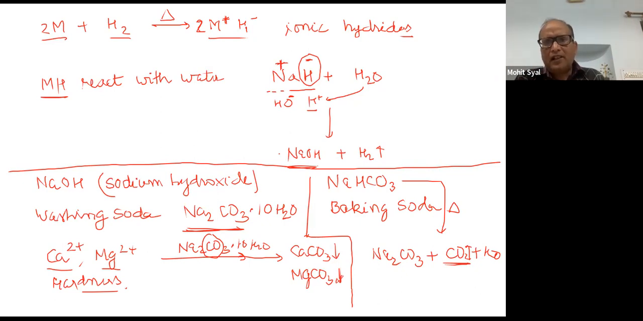Sodium hydroxide has multiple uses in industry. We can quickly go through the process of how sodium hydroxide is made. You take sodium chloride and make an aqueous solution, which means a solution in water, and you do the electrolysis.